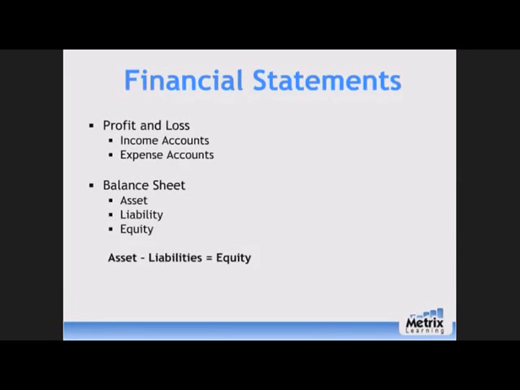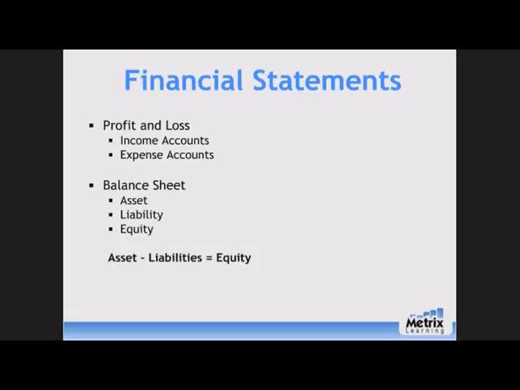Chapter 4 covers financial statements. In QuickBooks, the chart of accounts is your financial statement. Each account in the chart of accounts becomes a line on either the balance sheet or the profit and loss statement. The chart of accounts is made up of 5 types of accounts common to all businesses. They are the income and expense accounts, used by the profit and loss statement, and the asset, liability, and equity accounts, which are used by the balance sheet.